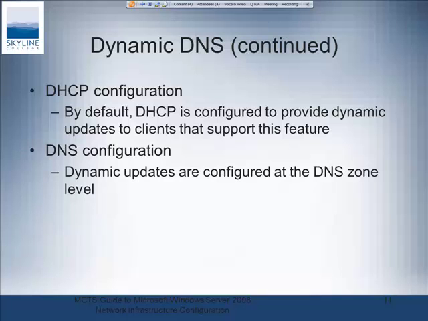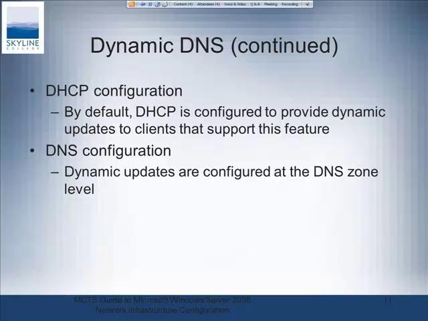DHCP provides some dynamic DNS configurations that you can use, configured at the DNS zone level. We have DNS configuration dynamic updates at the DNS zone level, and that's how we're going to do that. In each of these, DHCP and DNS, you're going to have server configurations and zone configurations. If you go back to DHCP, you're going to have scope. In the scope, you're going to have scope options and server options.